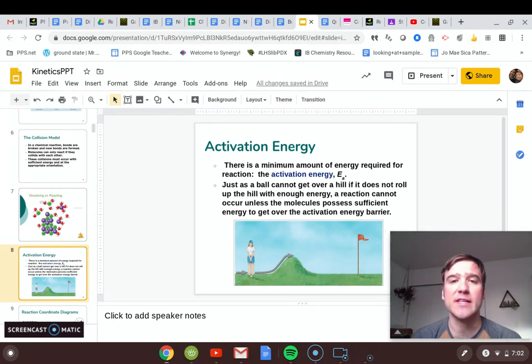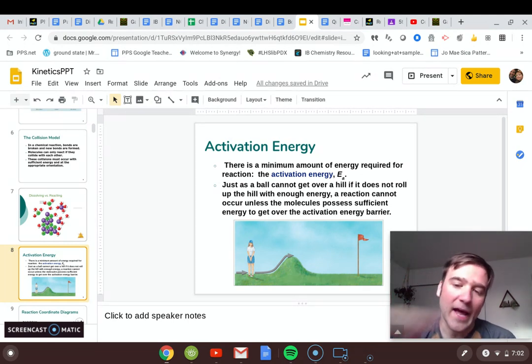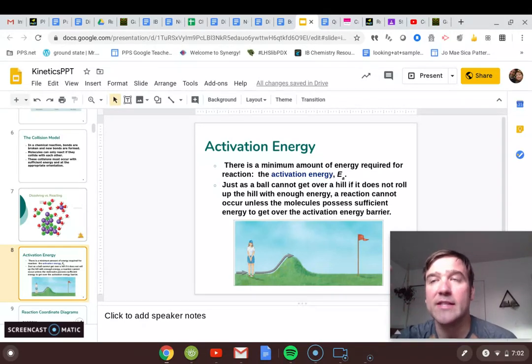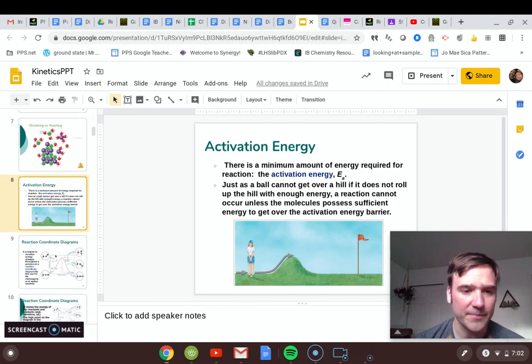The analogy that you can see in this slide here is of a golfer. If the golfer does not hit the ball hard enough, the ball will go partway up the hill and then roll back down. That would be symbolic of a collision that is not sufficient to cause a reaction to take place. But with enough force, the ball will go over the hill and hopefully into the cup. That would be a metaphor for an actual successful collision that would break the bonds of the reactants and cause new bonds to form to make the products.